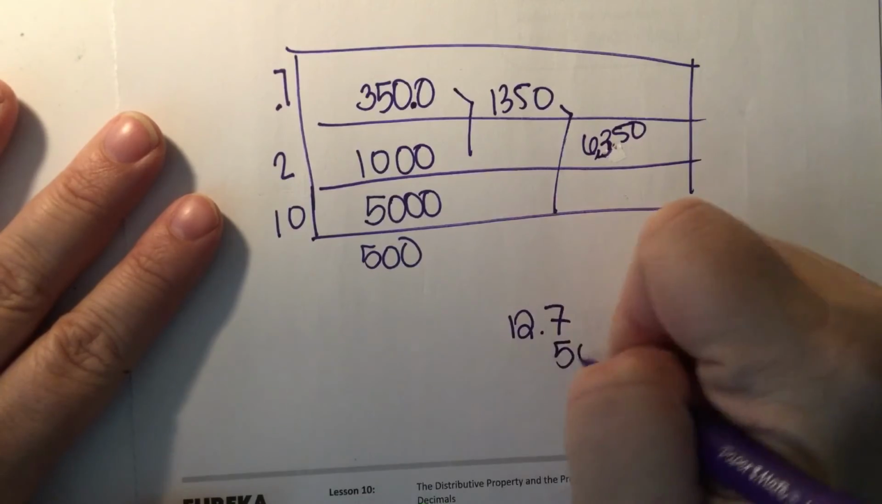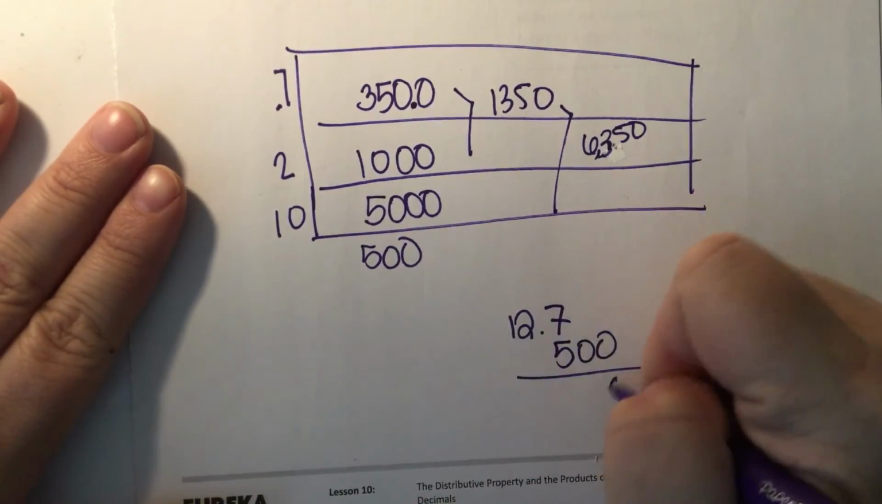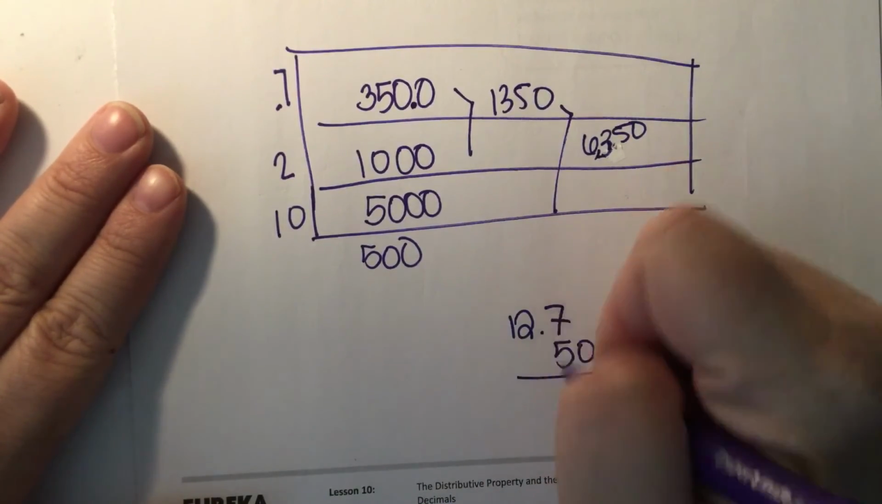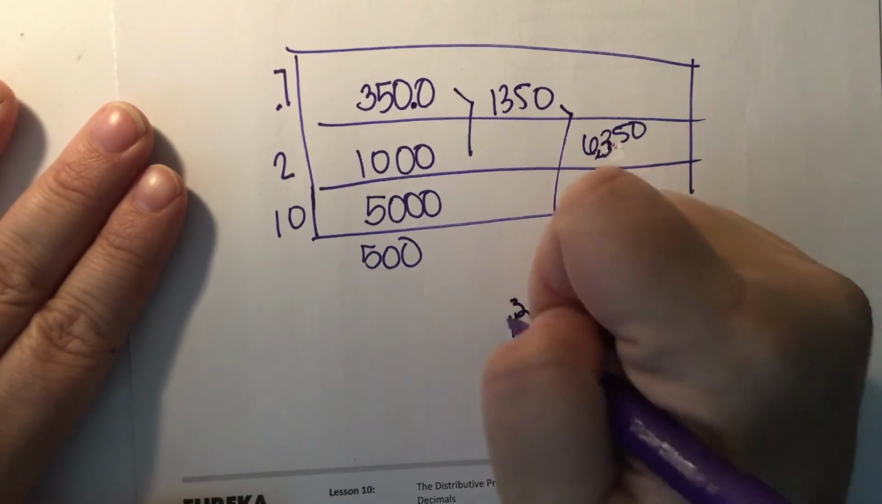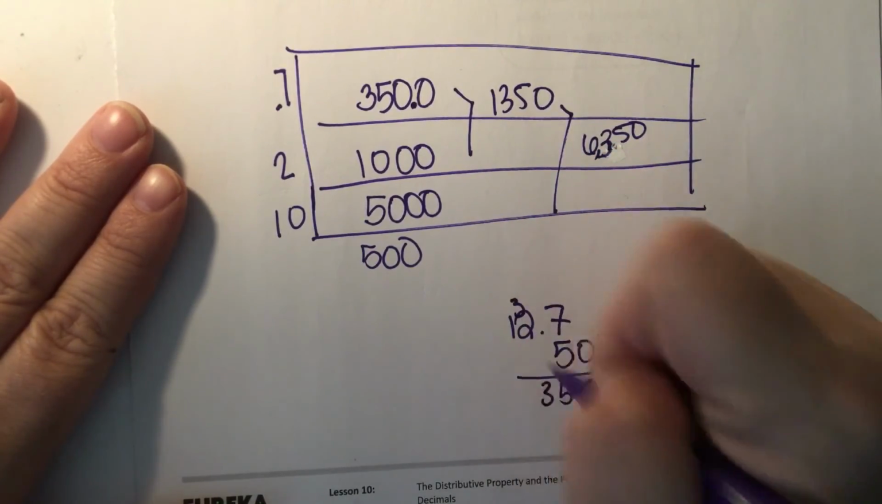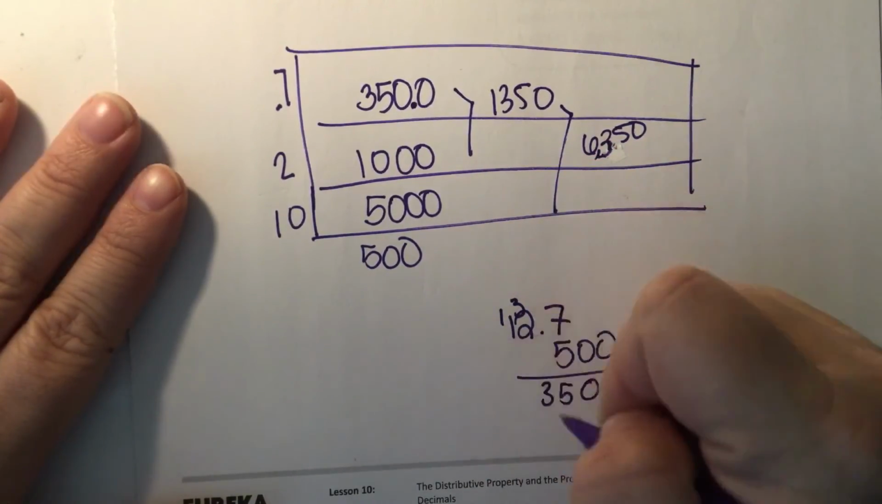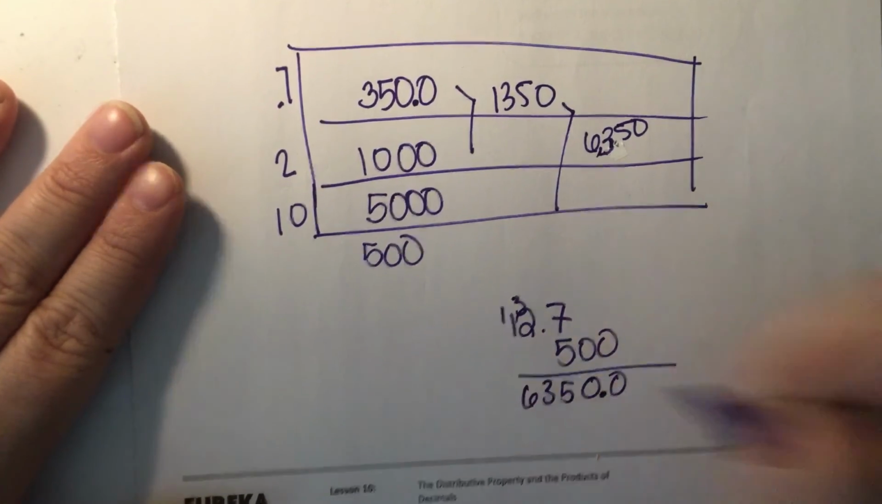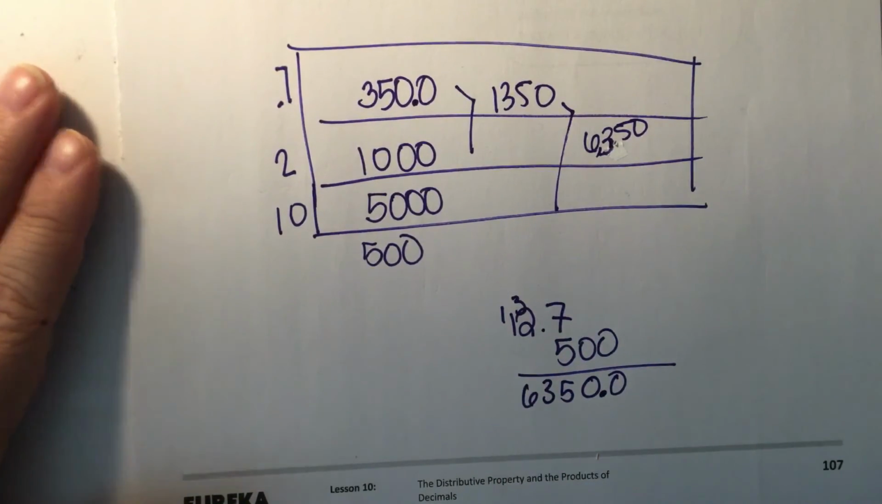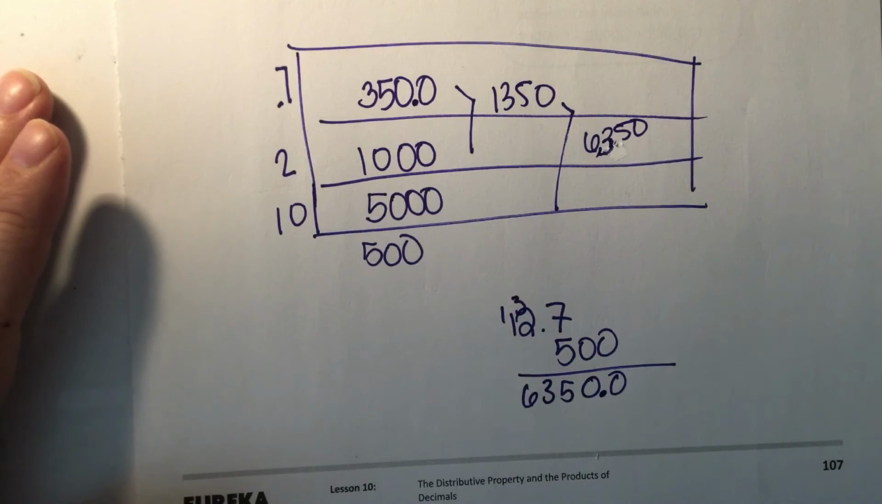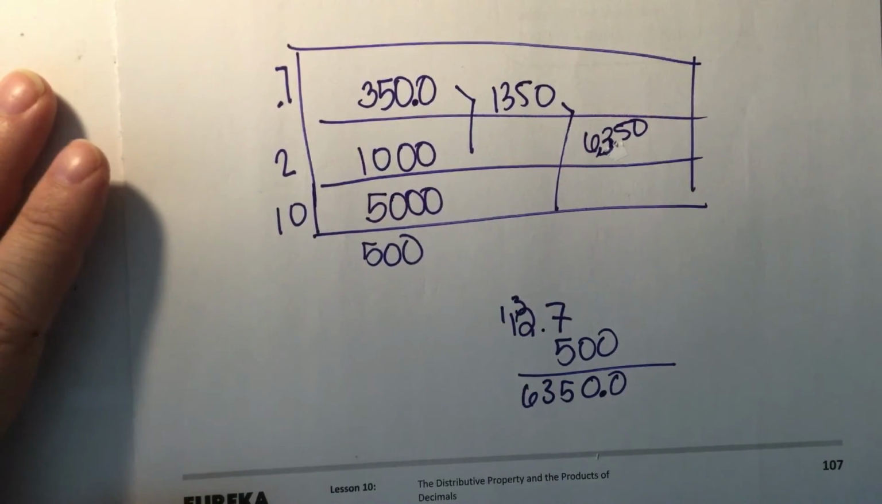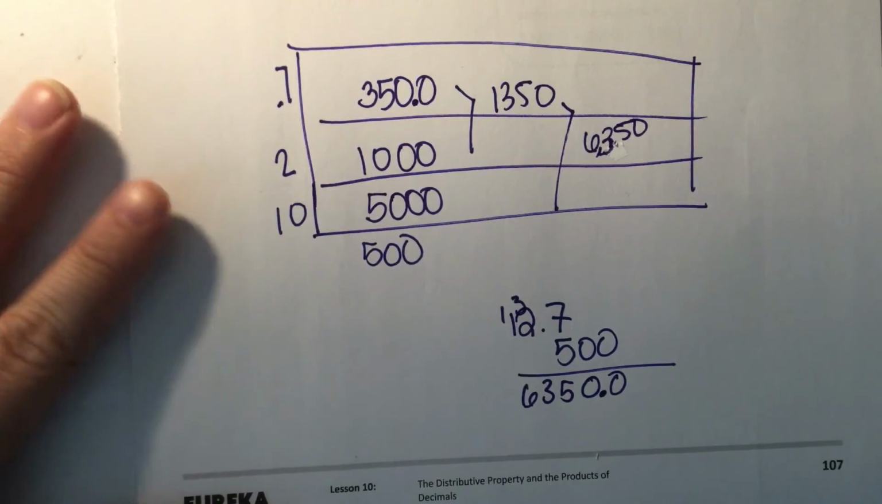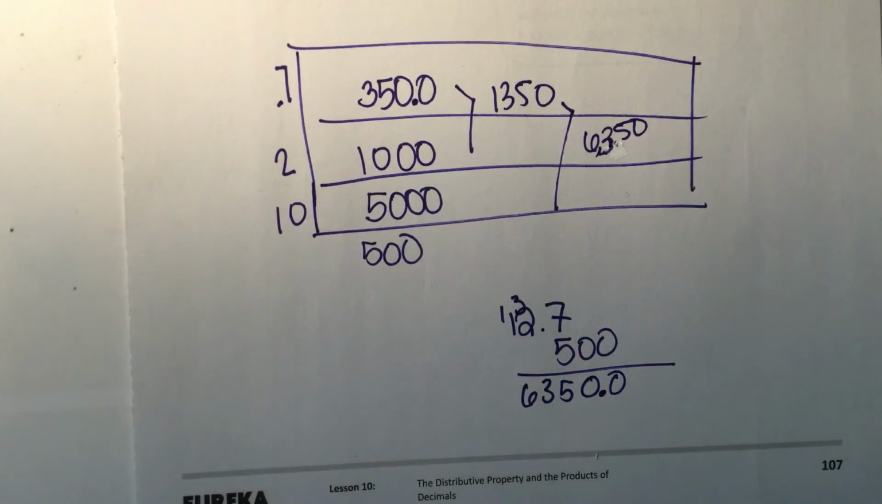12.7 times 500. 6350. Oh, look, we got the answer right 3 times. Good job, guys. Very good job. Okay. Please copy if you need to.